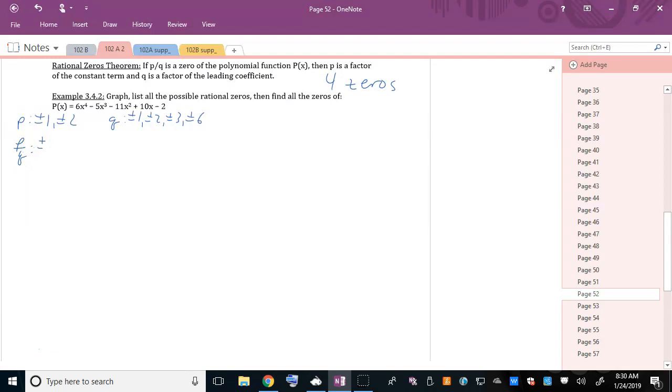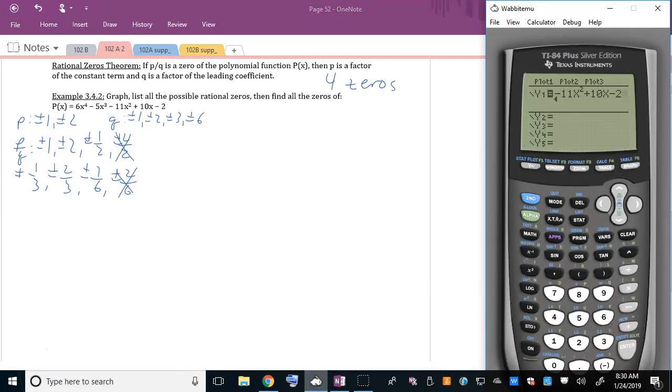So again, I put all the P's over all the Q's. So I'll put 1 and 2 over 1. Let's put 1 and 2 over 2. And again, I am going to get some repeats here. Let's put 1 and 2 over 3. Let's put 1 and 2 over 6. And there's another repeat. So those are my list of possible rational zeros. Now again, that's still a fair number of zeros to pick from, so let's get a graph.